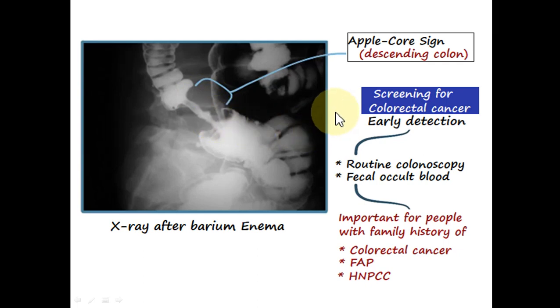People who are strongly susceptible to colorectal cancer, for example those with polyps, those having family history of the familial adenomatous polyposis, or hereditary non-polyposis colorectal cancer, these people are screened, and at various intervals they are examined by the colonoscopy. Colonoscopic examination is done. Moreover, their stools are looked for the occult blood.